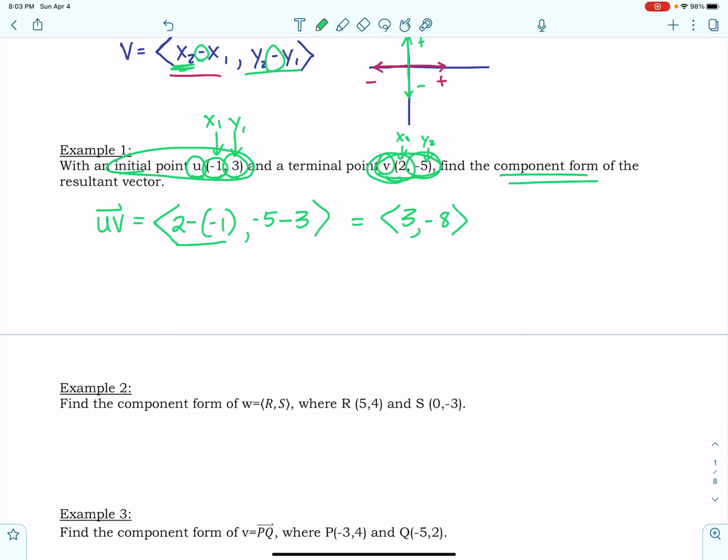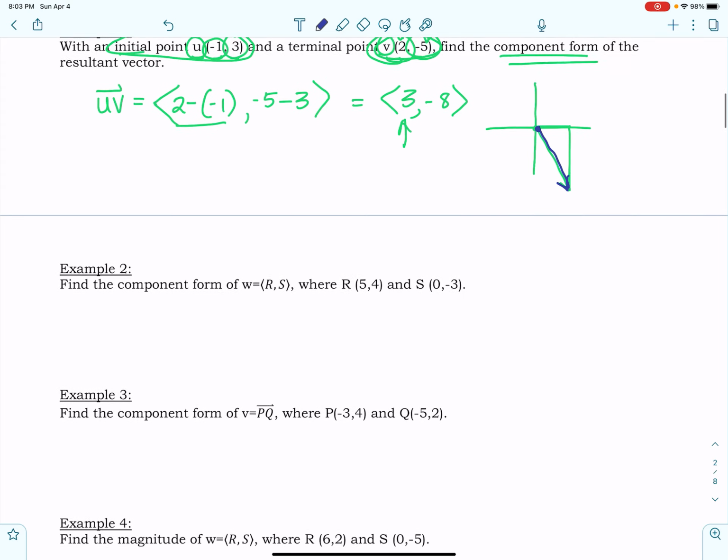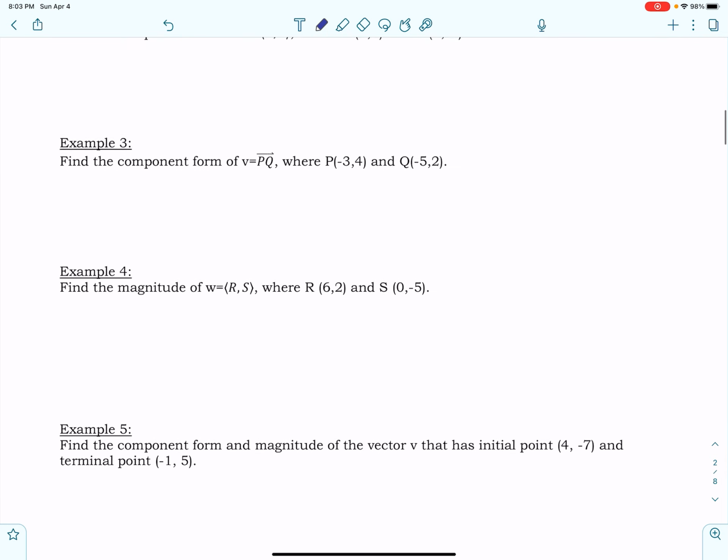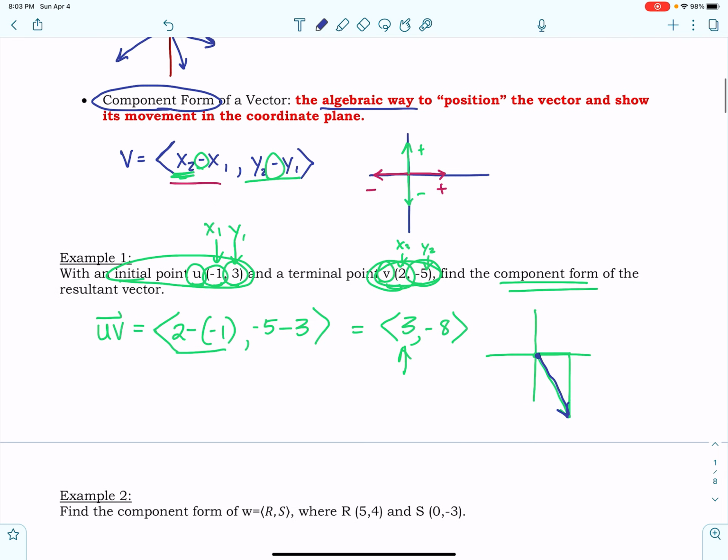So what does that mean? So let's talk about this. It means that if I'm going to position this vector in the coordinate plane, I am moving to the right 3 and down 8. So my vector would be right here. Okay, so the component form just shows movement from the initial point to get to the terminal point. That's pretty much what it shows you. Okay, so we are going to look at these other examples in the next video because I don't want these to be too long.